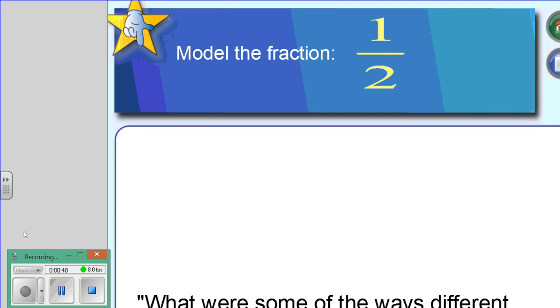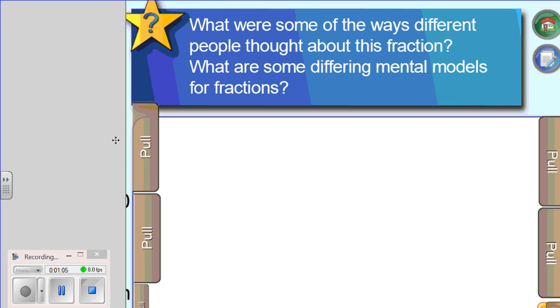All right, so I don't know how you thought about this, but this is designed for me to be in class in front of you guys and talking about, okay, having a reflection, what are some of the ways different people thought about the fraction 1/2? What does their mental model look like? Okay, so some people might have had something that looks like this.